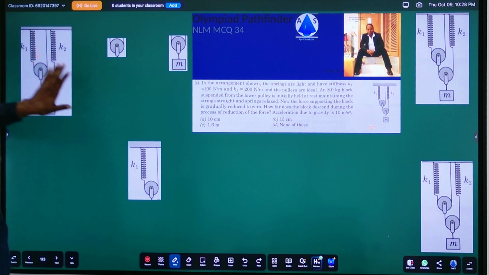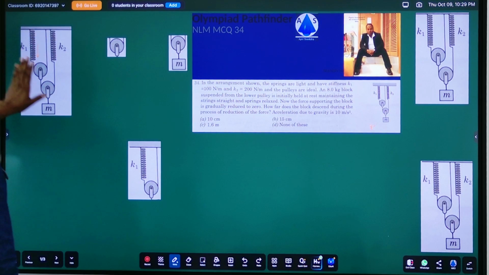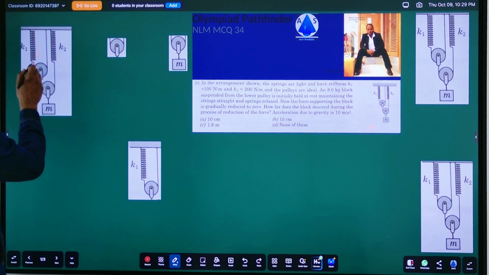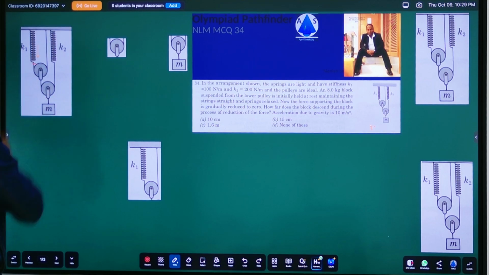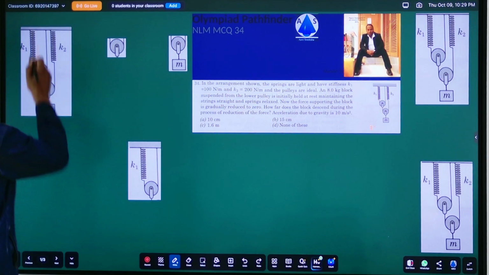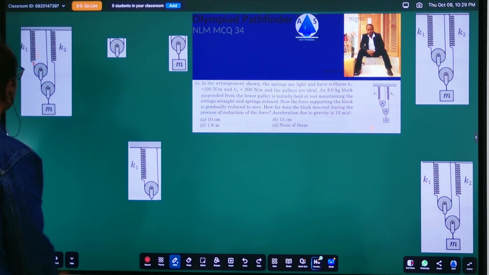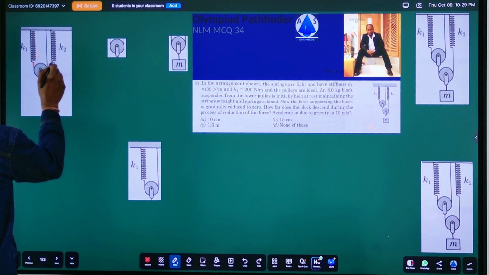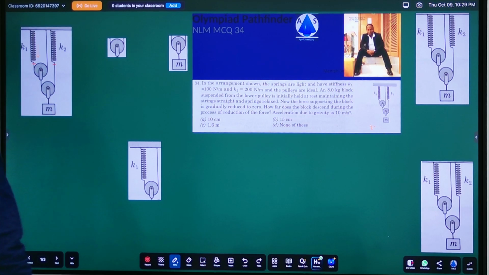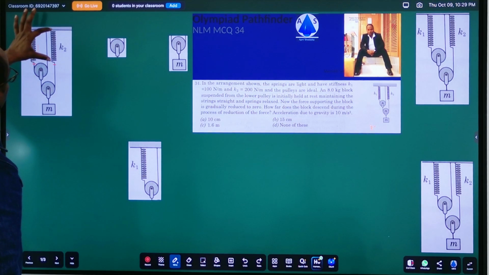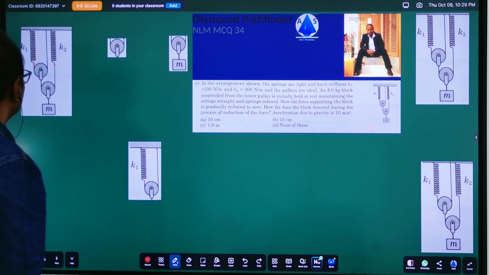In this arrangement, we have taken this diagram here. From here to here is one string, and spring 1 is connected at this point. In the same way, from here to here there is another string, and spring 2 is connected at this point with this string. So there are two strings, right? And two springs.